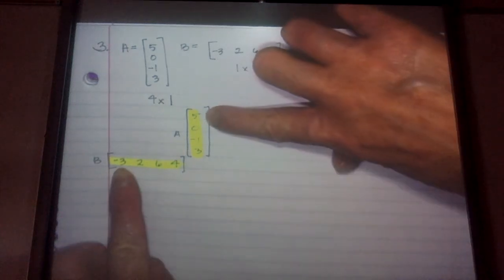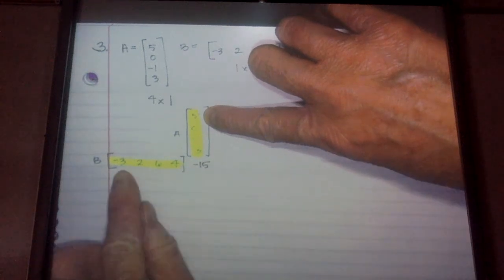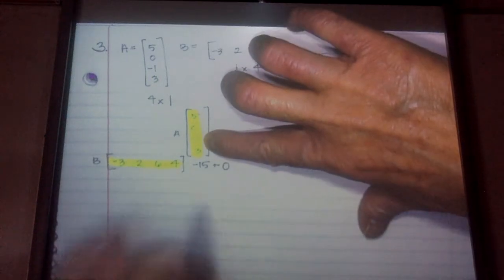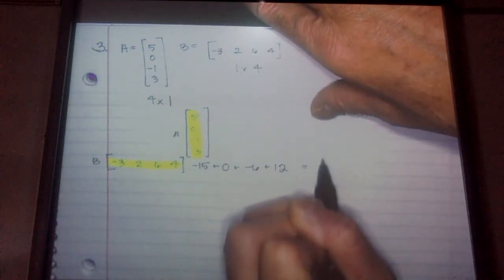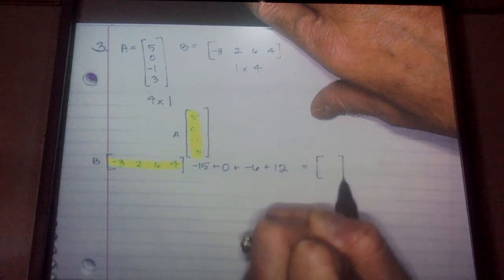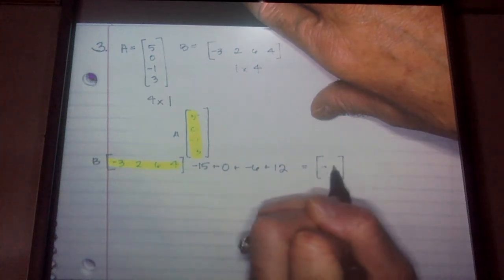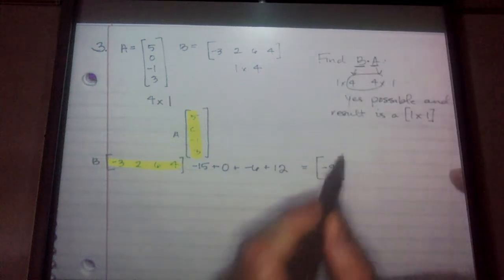So here we go. The product of the first two numbers is negative 15, plus 2 times 0, plus a negative 6, plus 12, which gives me, you add all of those together, that's negative 21 plus 12, you end up with negative 9. And so my answer is negative 9.